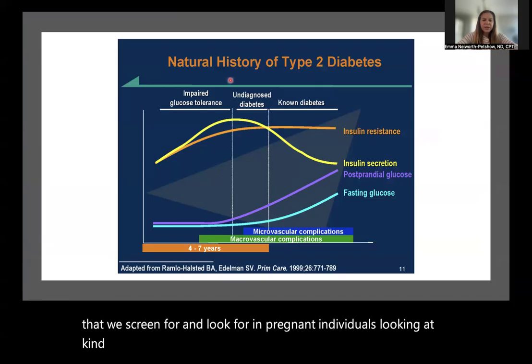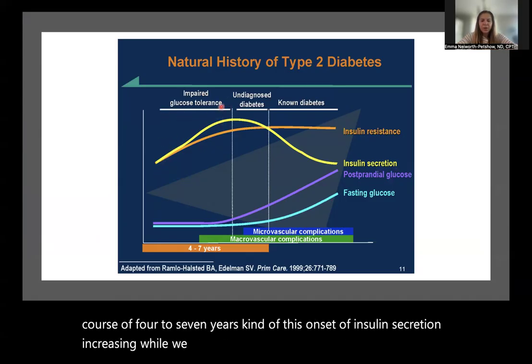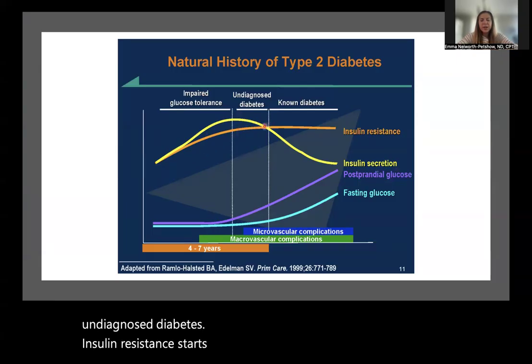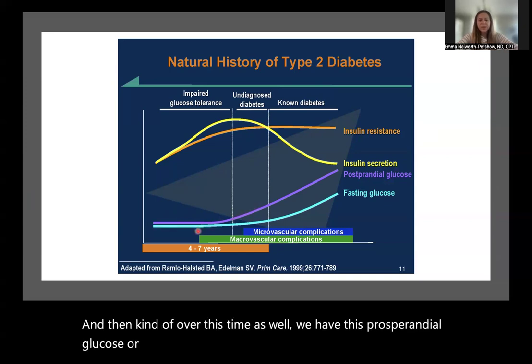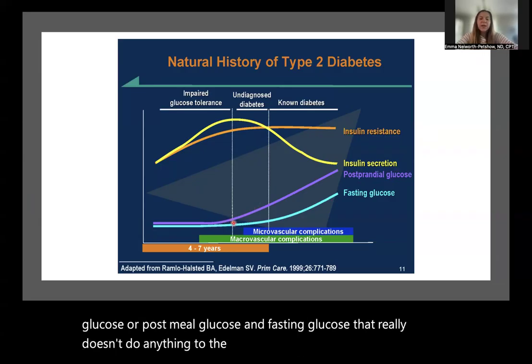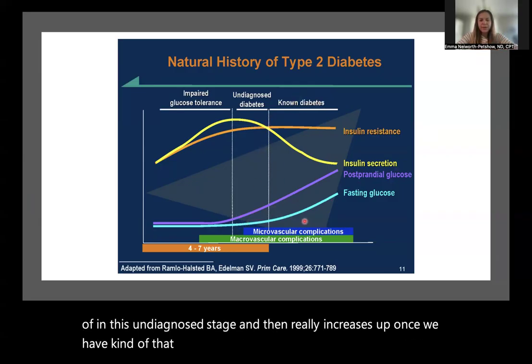Looking at our natural history of type 2 diabetes, we can see over the course of 4 to 7 years this onset of insulin secretion increasing while we have impaired glucose tolerance and undiagnosed diabetes. Insulin resistance starts to occur. And then over this time as well, we have postprandial or post-meal glucose and fasting glucose that really doesn't change at the start, but then starts to rise in this undiagnosed stage and then really increases once we have that known diagnosis.